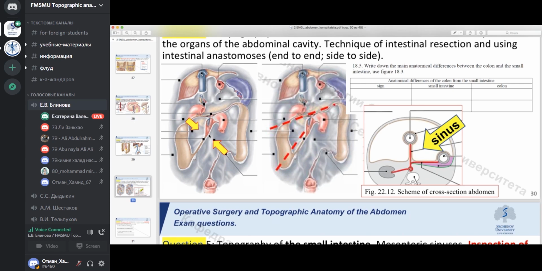The practical meaning of the sinuses: here, pathological fluid may concentrate and you should evacuate it from the sinuses.